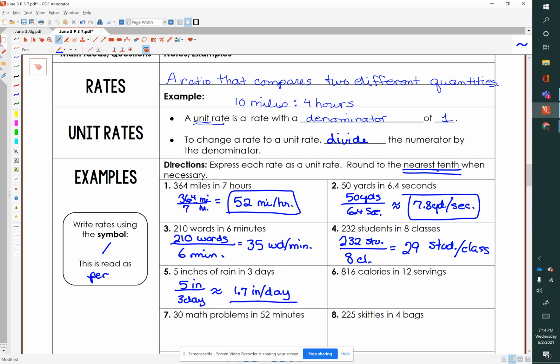And in number 8, something has 816 calories for 12 servings, and that comes out to approximately, I should use the approximate symbol for this, 68 calories per serving. Actually, that's an exact amount. Just checked that on my calculator. That's going to be exactly 68 calories per serving.